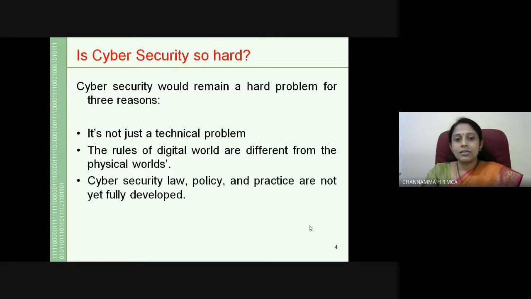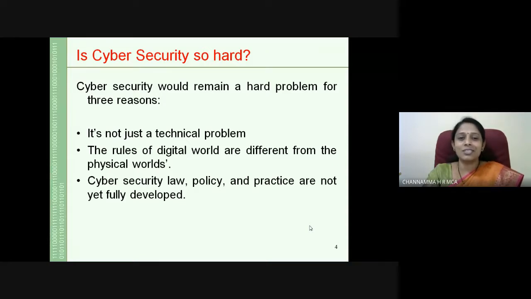Even today, the division of responsibility for cyber security among the government, industries, or the user is not yet clear. So this is another reason. These are the three main reasons we are still struggling to provide cyber security, and it is not yet achieved. And this problem will be there forever. It is like our coronavirus. It will not go away.